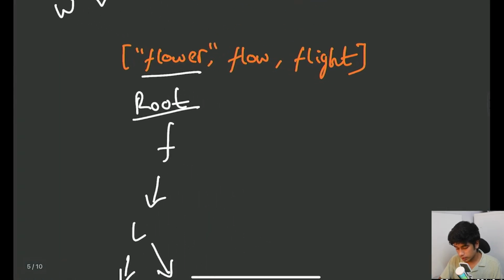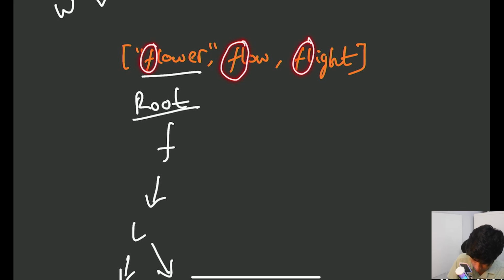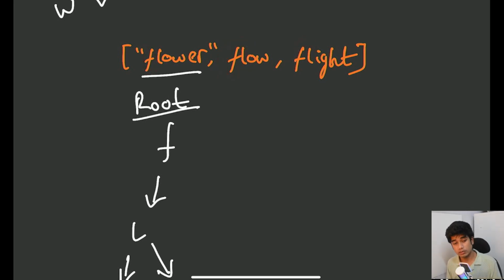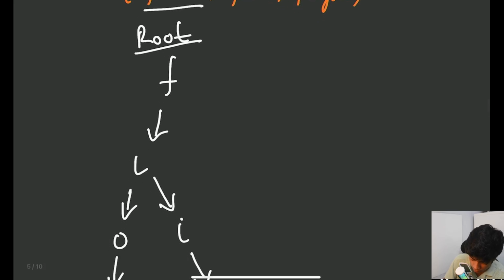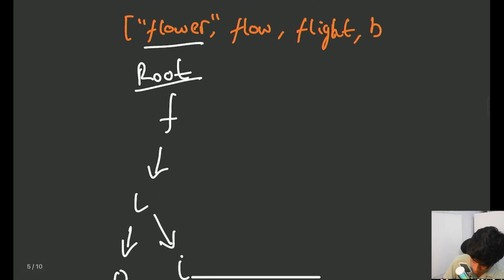Now if our trie structure looks like this, how can I get the longest common prefix? By looking at this data, we know that F L O W, is that the longest common prefix? No, because after FL I have I here. So the longest common prefix for all the three is FL. So how do I figure this out in my trie data structure? Now let's just say I add in another word. Let's just call it bus.